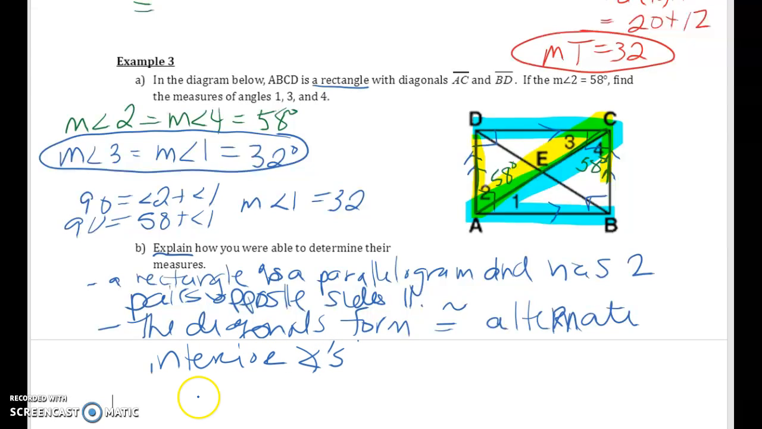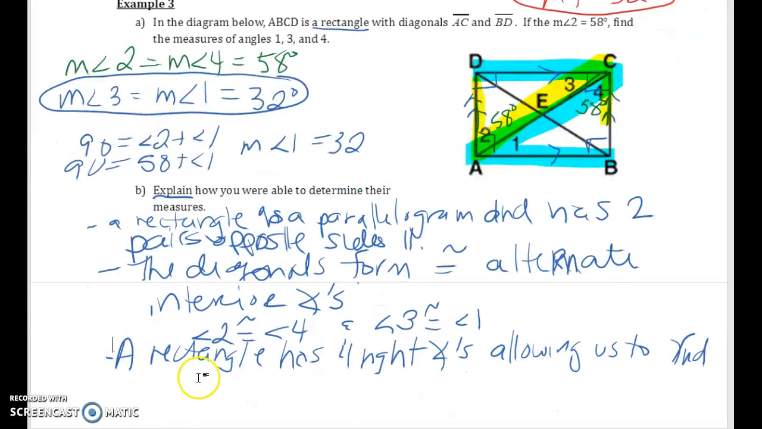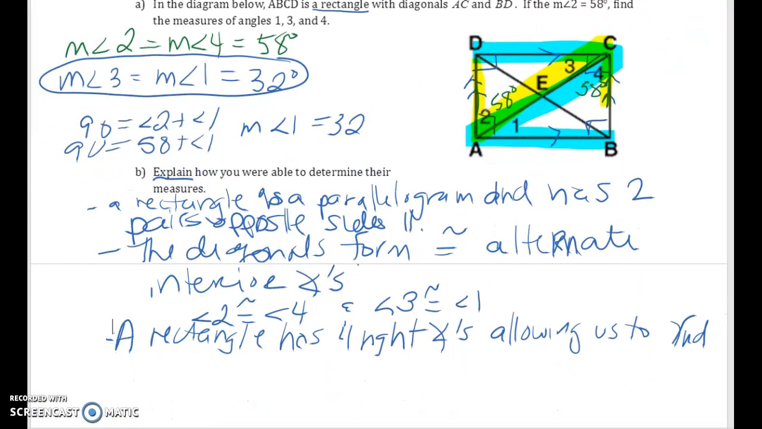Alternate interior angles. So therefore angle 2 is equal to, or congruent to, angle 4, and angle 3 is congruent to angle 1. And we also know that a rectangle has 4 right angles, allowing us to find the measure of angle 1 and angle 3.